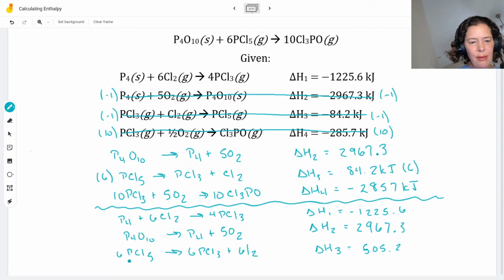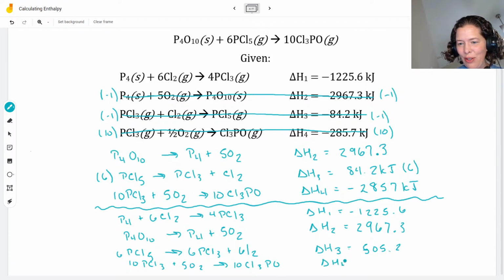Sorry, rewriting my fourth reaction, 10 PCl3. I'm sorry, this is getting small, and I don't need that. O2 gives me 10 Cl3PO. And okay, this is delta H4. This is where it's nice to have a long piece of paper to do these reactions because you're not running into this same problem. And it is very helpful to keep all of these reactions together and in a row because you're adding all of these up.